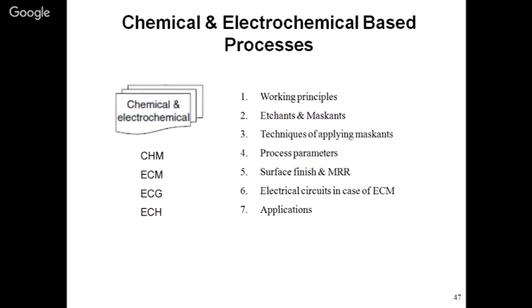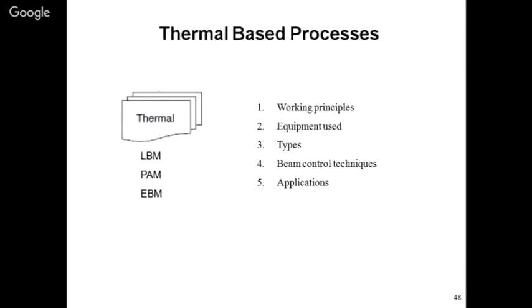Next is the chemical and electrochemical machining process. There is chemical reaction with electrical action. The material is removed by dissolution of the material, separated from the cathode and anode by a thin film of electrolyte. So for the thermal based processes, I have already explained laser and plasma beam machining, and electron beam machining.